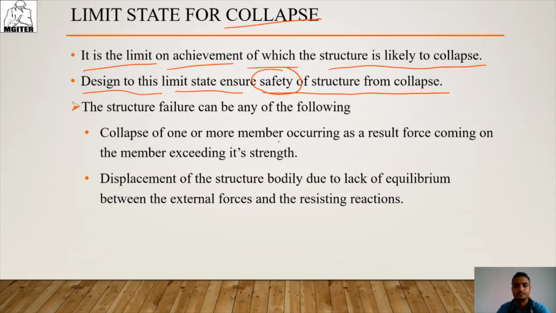Okay, and there are the following two types of collapse. We have collapse of one or more members occurring as a result of the force coming on the member exceeding its strength. It means the material strength is not sufficient for the force applied on the structure. At that time your structure will fail. Then the second one is displacement. Displacement is also called a failure.